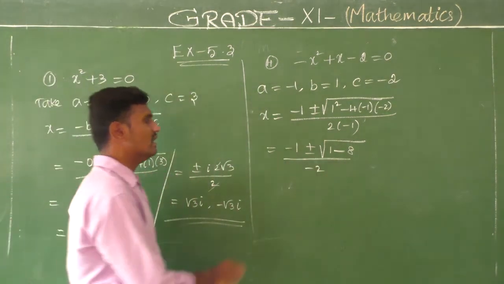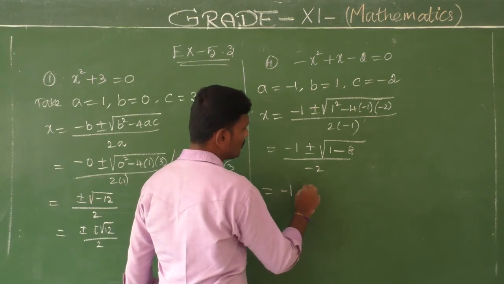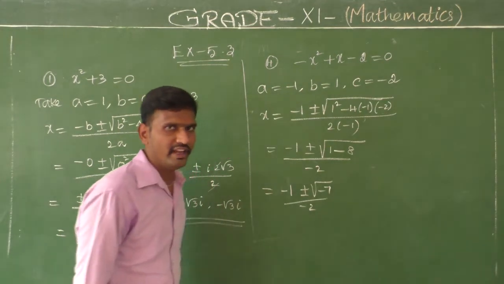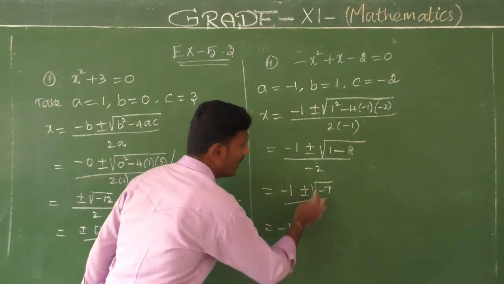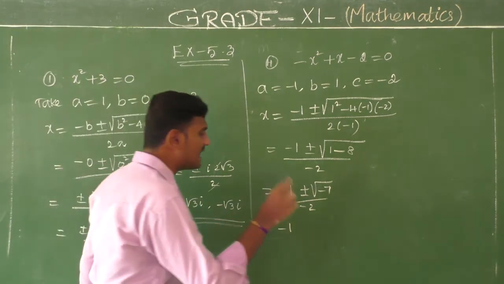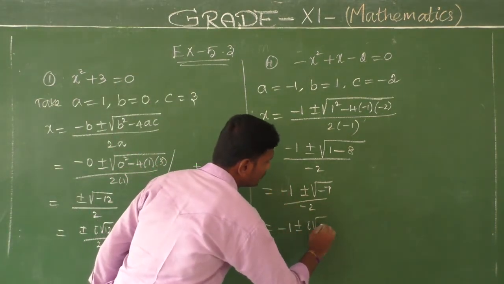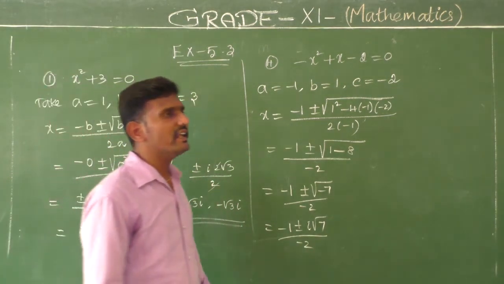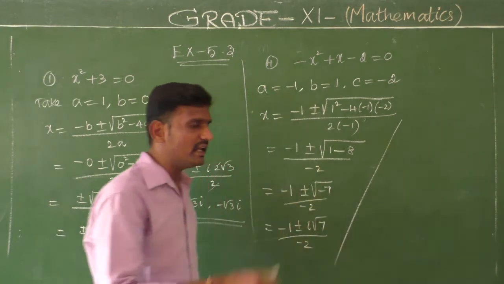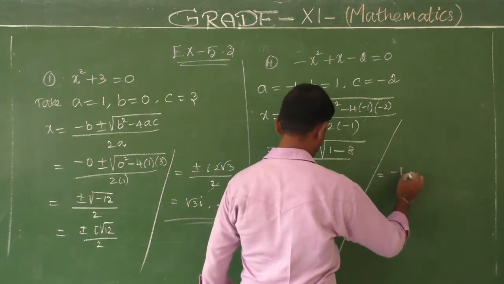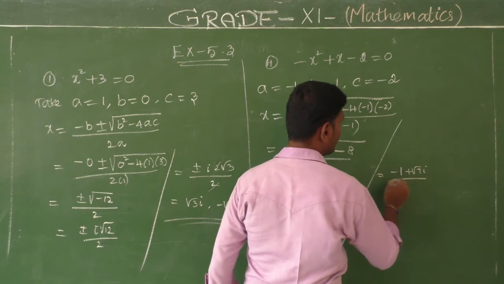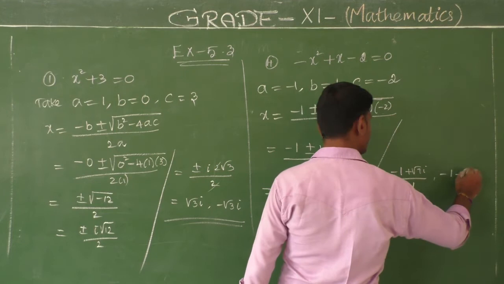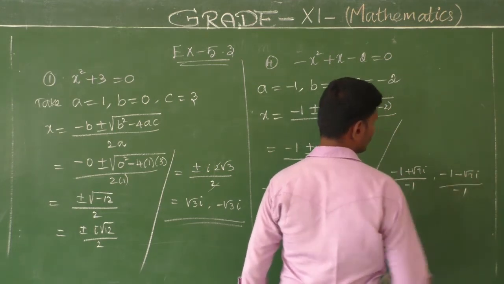Now the next step: minus 1 plus or minus square root of minus 7, the whole divided by minus 2. Already I told you the square root of a negative number is i. So plus or minus i root 7, the whole divided by minus 2. If you want the two roots, you have to write them individually: minus 1 plus root 7 i by minus 1, comma, minus 1 minus root 7 i by minus 1.